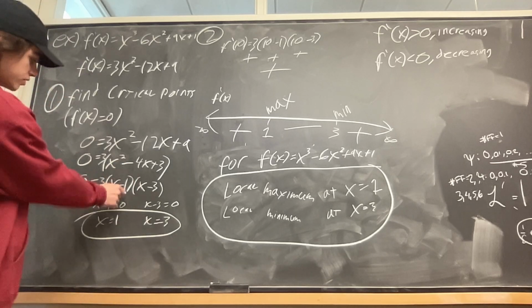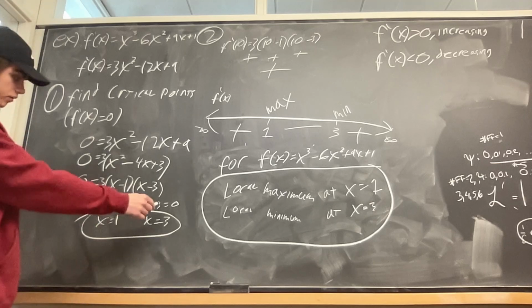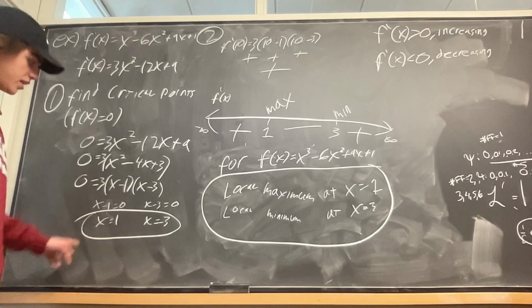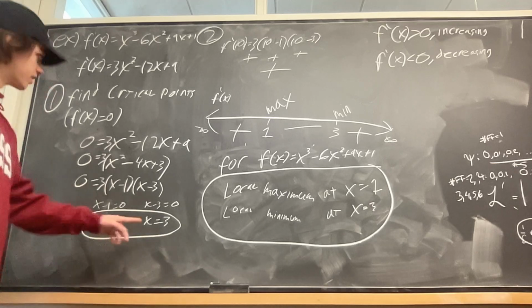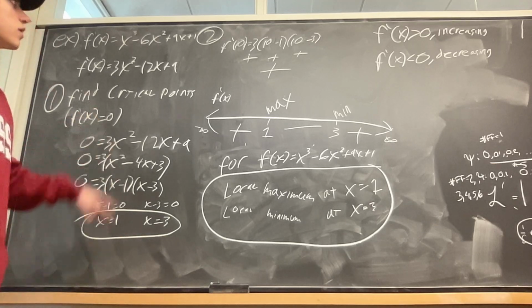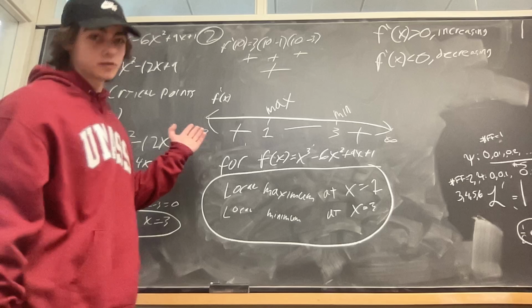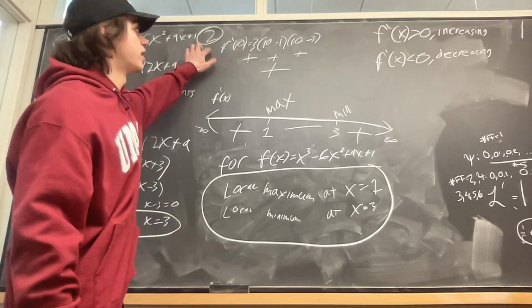And then we set each of these equal to 0 and solve for x. So we have x equals 1 and x equals 3. That's our first step. These are our critical points because these are the points where the derivative of the function equals 0. Then, I didn't write this before, but I should have written this as our next step.